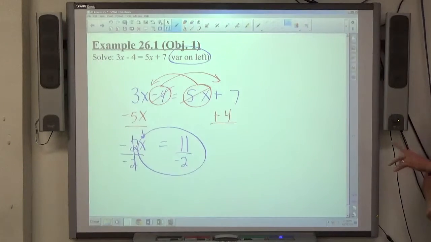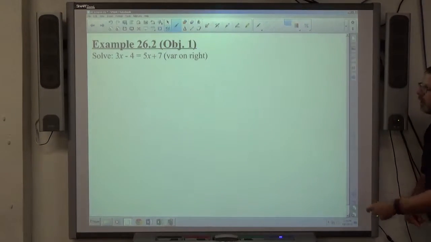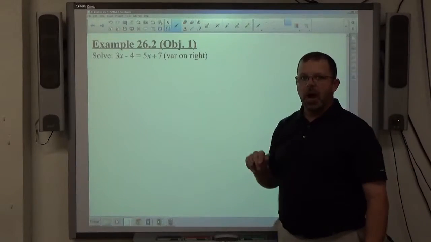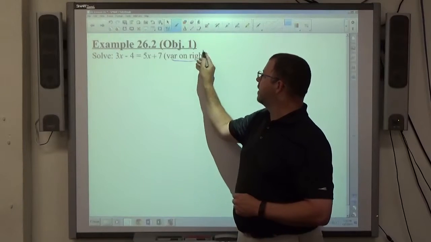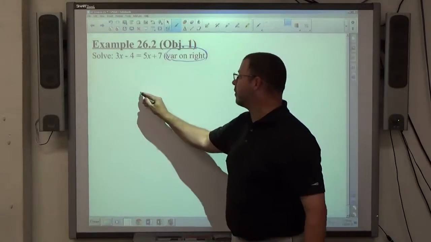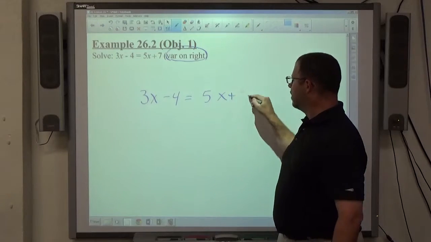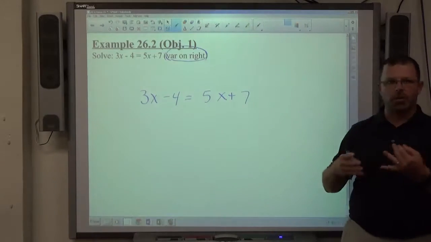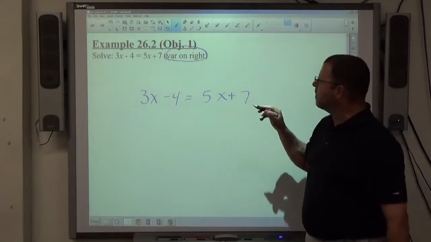I'm going to slide over to example 2 real quick, then I'm going to show them both side by side. Example 2, exact same problem. The answer should be the exact same answer, but this time I want the variable on the right-hand side. Same scenario as the last one. We have 3x minus 4 and 5x plus 7. Once again, there's no fractions, there's no like terms, so there's no way to simplify it any. It's ready to go at this moment in time.